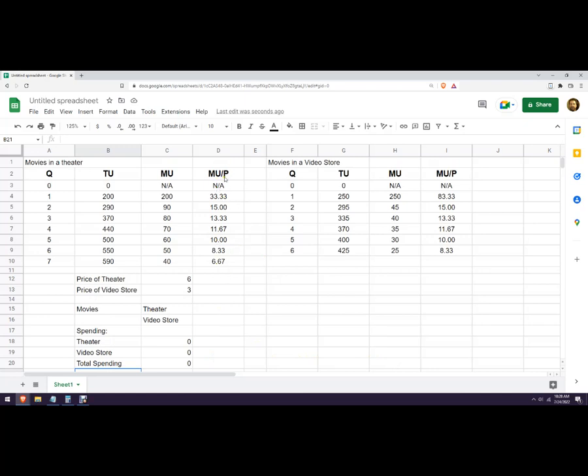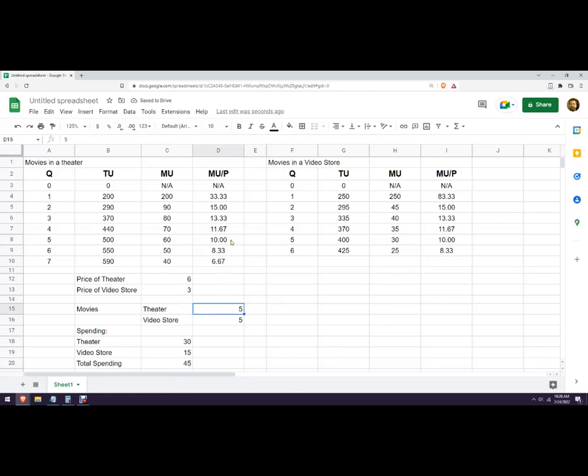So what we want to do, the condition we're looking for, is utility maximizing, where the marginal utility divided by price from movies equals marginal utility divided by price in video store. So let's see. What about 10 and 10? I'm just going to pick 10 and 10. That would be five theaters and 5 video store. That's $45. Can't afford that.